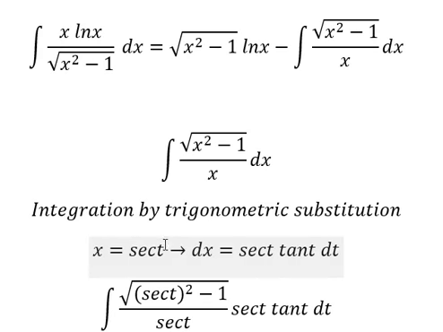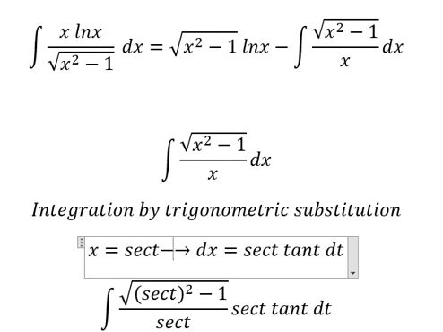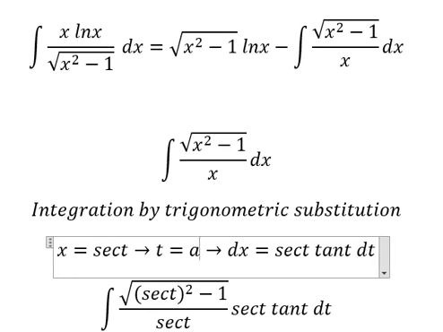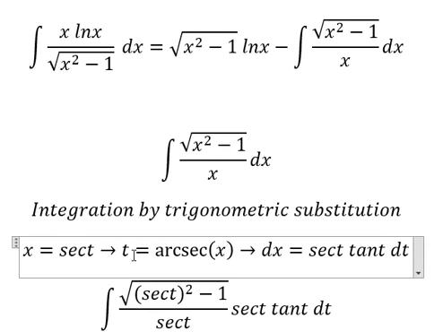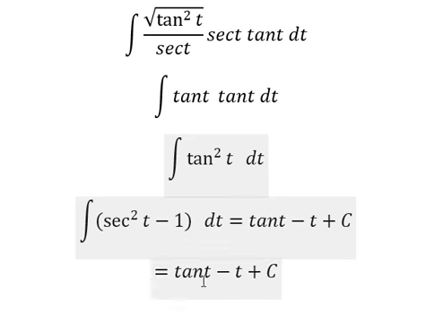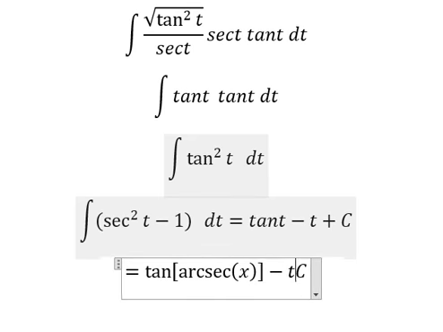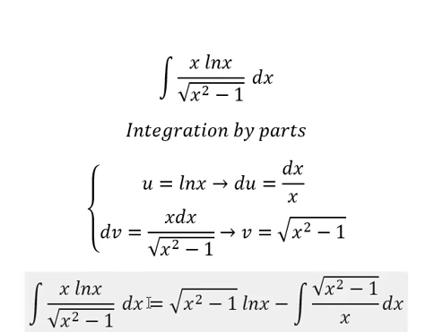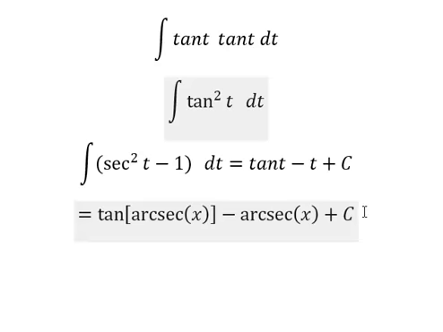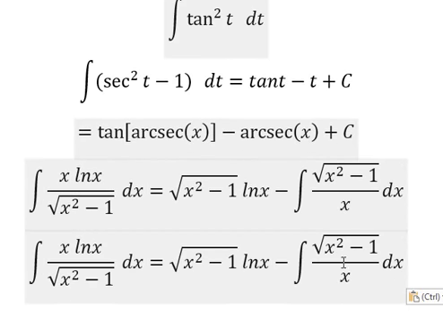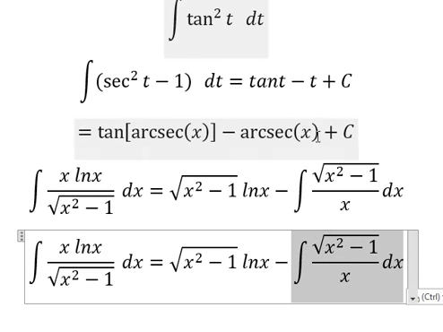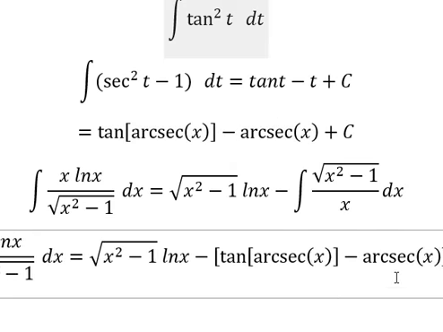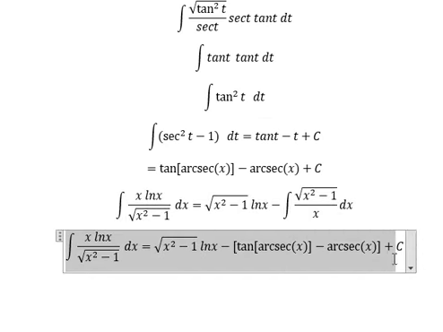For t, that is this one. So you get t equals arc secant of s. So I will put this one in place of t. And now I will go back in here. The integration of this one is this one. And then this is the final answer.